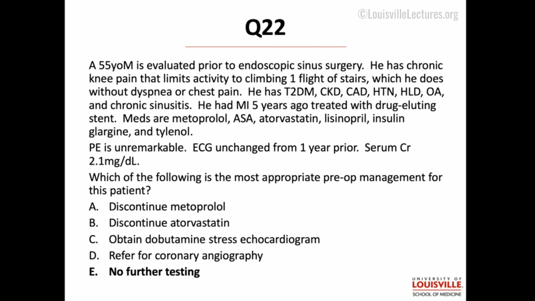All right, so pre-op evaluation, definitely the realm of internists. This guy has a lot of risk factors, and you can definitely calculate some risk scores on him, right? But the key here is that he is able to climb 1 flight of stairs with no dyspnea or chest pain. That means he can achieve about 4 METs. And if someone can achieve 4 METs, there is no need for stress testing, okay?